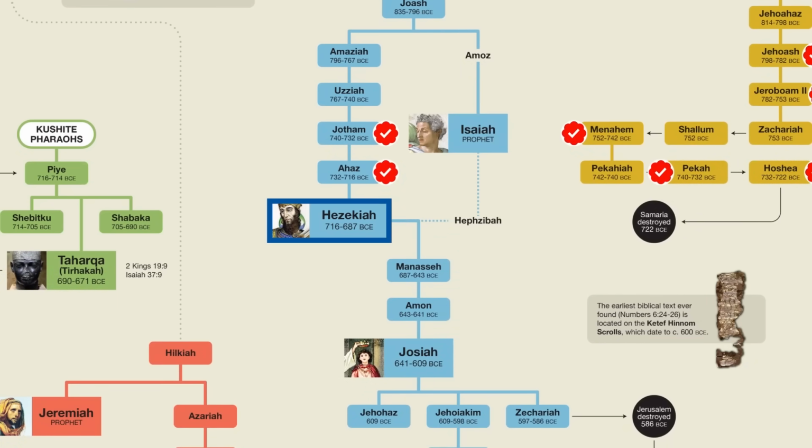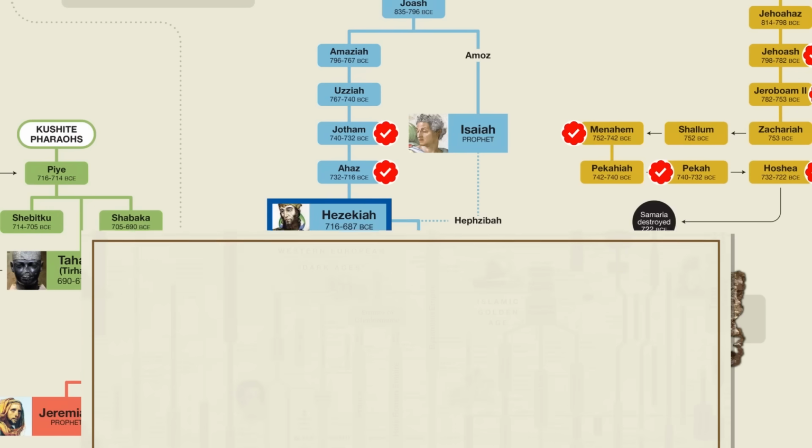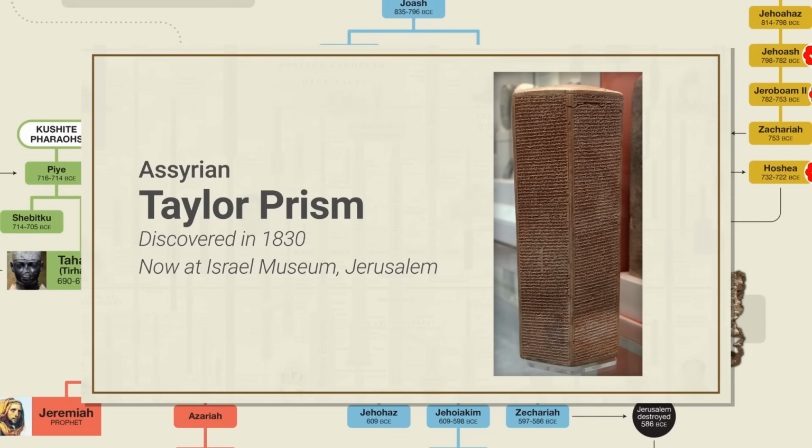According to the Bible, Jerusalem was able to hold off the Assyrians during Hezekiah's reign, allowing Judah to survive when Israel did not. This is confirmed on the Taylor Prism, discovered in 1830 and now located at the Israel Museum. It records the annals of Sennacherib, which describe the situation like this.